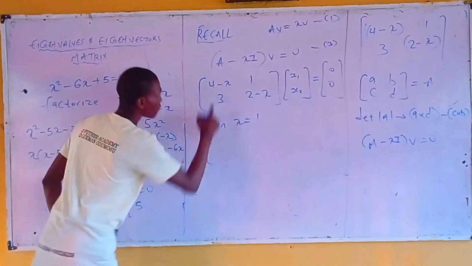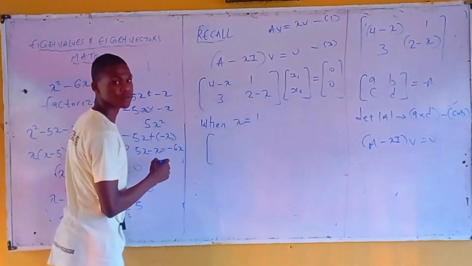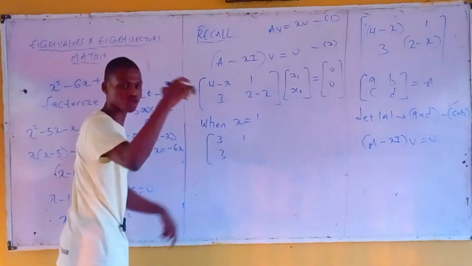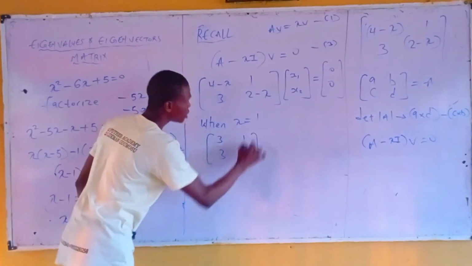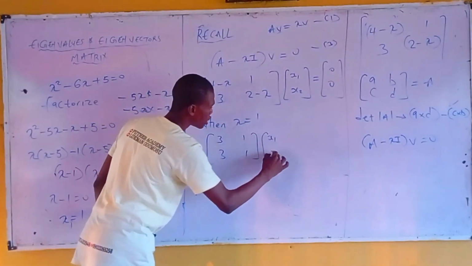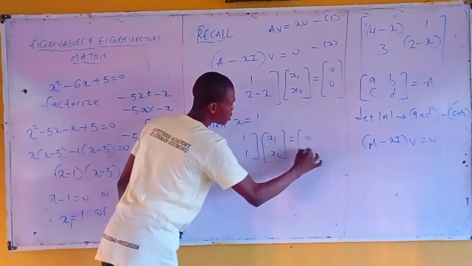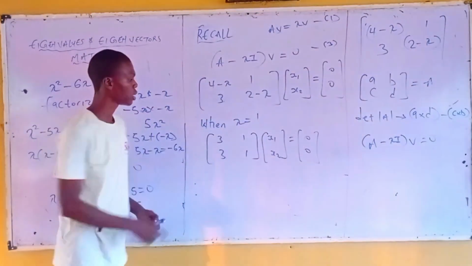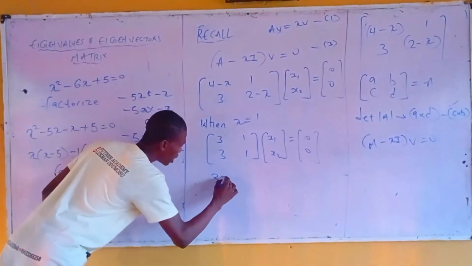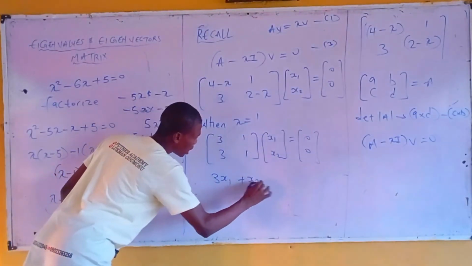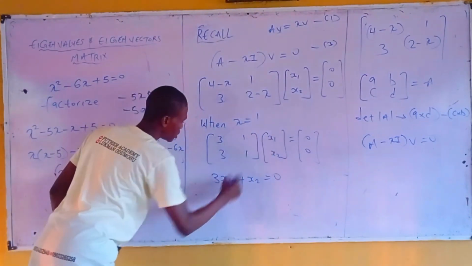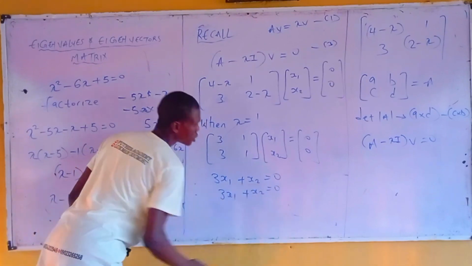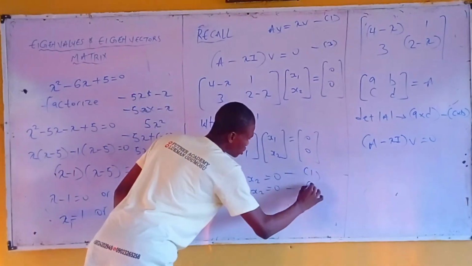So from here, 4 minus 1, what do you have? 3. This is 1. 2 minus 1, what do you have? 1. This remains the same. x1, x2 equals 0, 0. Now you can relate this to your product matrix. You can multiply: this times this gives 3x1 plus x2 equals 0. Call this equation 1. The second row gives 3x1 plus x2 equals 0. Call this equation 2.